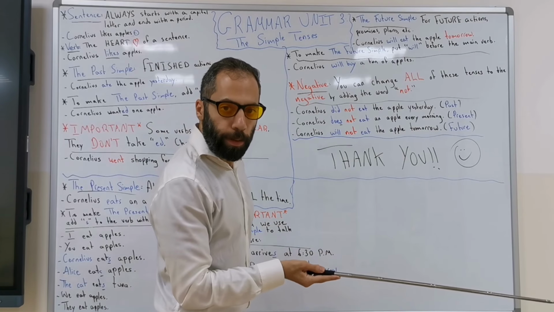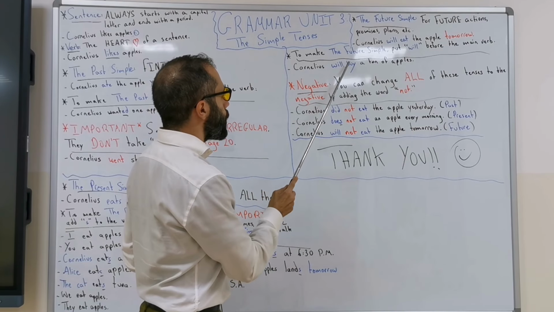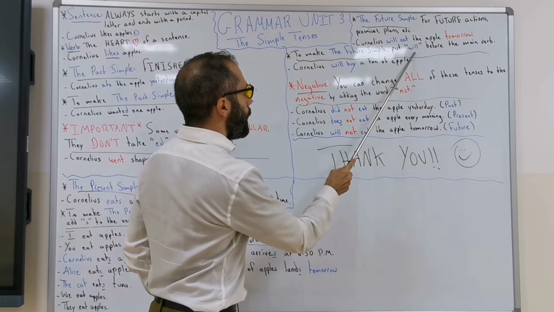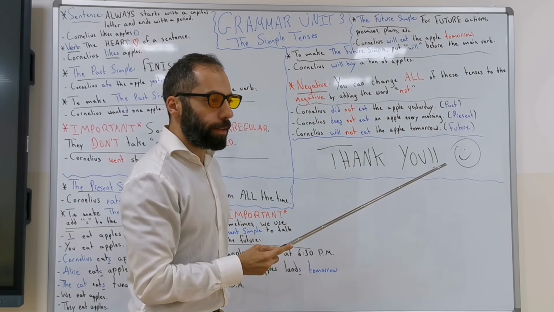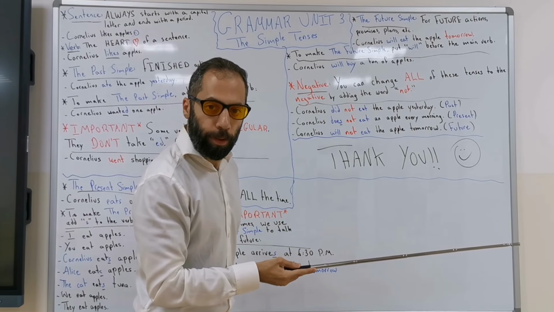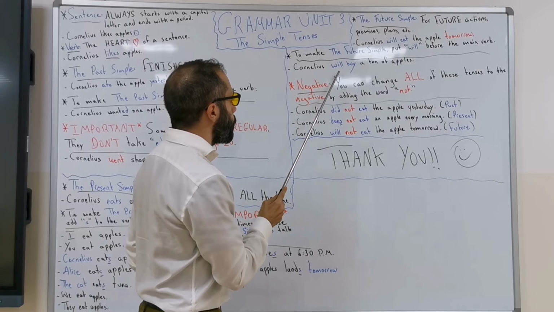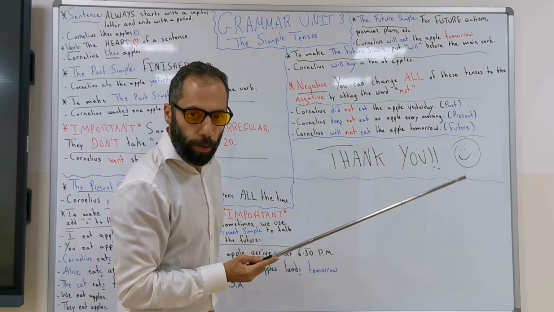Now, how do I make the future simple? To make the future simple, put will before the main verb. Put the word will before the main verb. For example, Cornelius will buy a ton of apples.